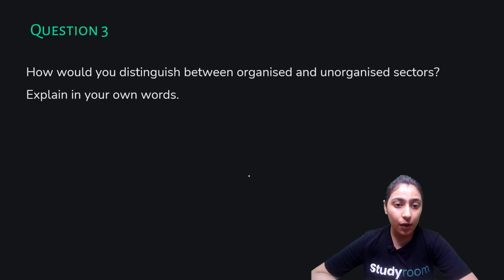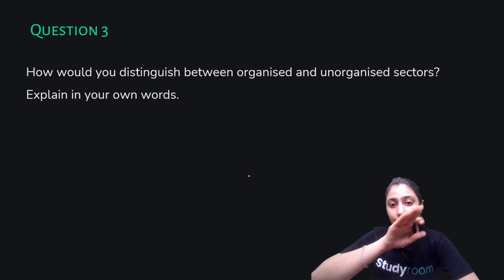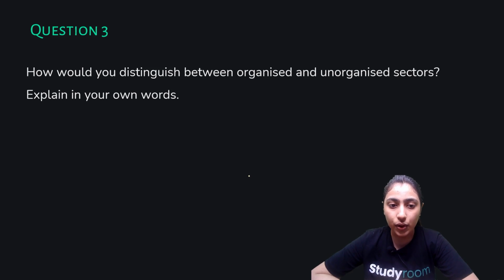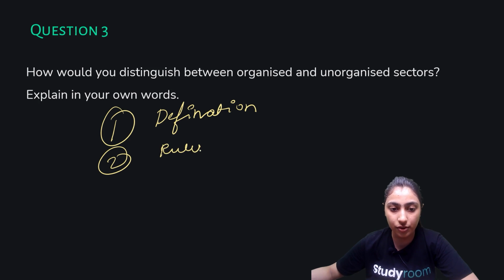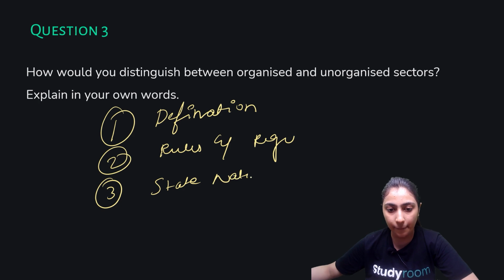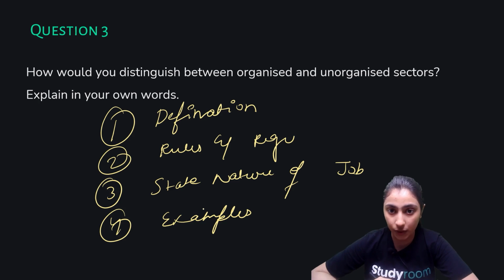Moving forward, how would you distinguish between organized and unorganized sector? Explain in your own words. This is also somewhat related to the question we just asked. The first thing you can do is write the definition, of course. After that, you can write the rules and regulations followed by them. After that, you can state the nature of the job. And last but not least, you can definitely give some examples of what comes under organized and what comes under unorganized.